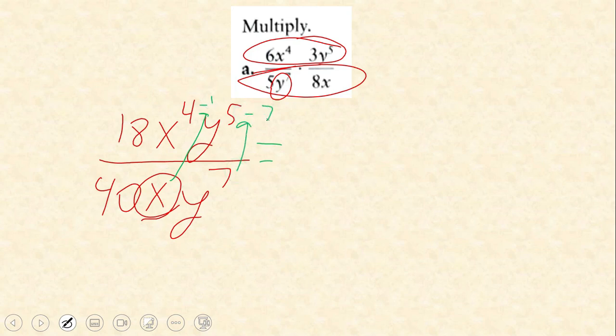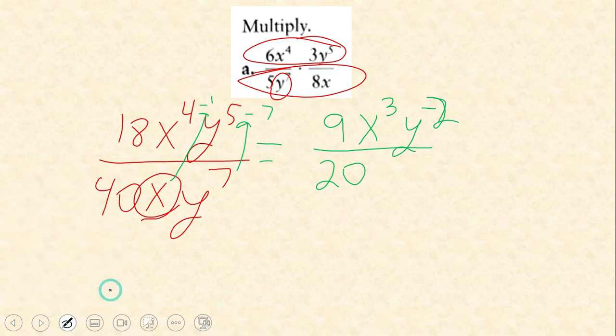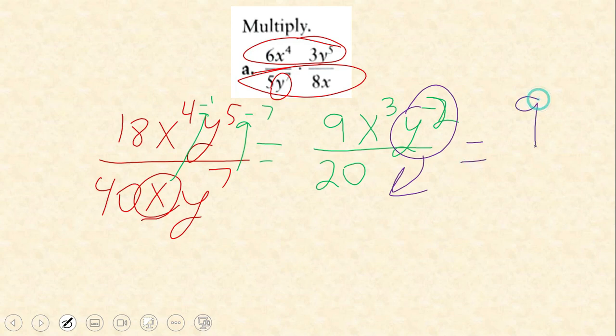And then we're going to reduce 18 over 40, which is 9 over 20. And then x, 4 minus 1 is 3. Y, 5 minus 7 is -2. Well, we can't, -2, not -7, silly. We cannot have a negative exponent, so we have to move it to the bottom. So we're going to have 9x cubed over 20y squared.